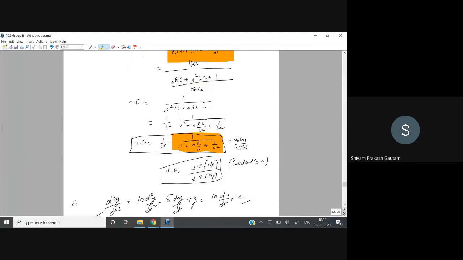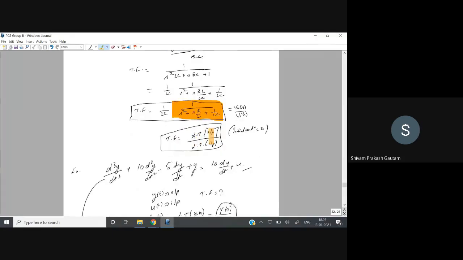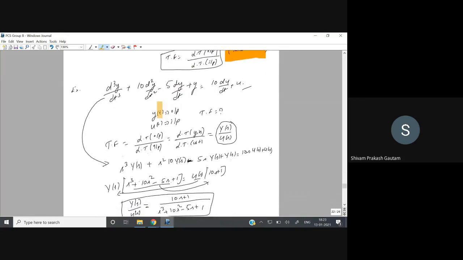So the transfer function is again the Laplace transform of output upon the Laplace transform of input, considering initial conditions to be 0. We have seen one example where y(t) is output, u(t) is input. We want to calculate its transfer function. So we are calculating its transfer function. We are taking its Laplace transform.